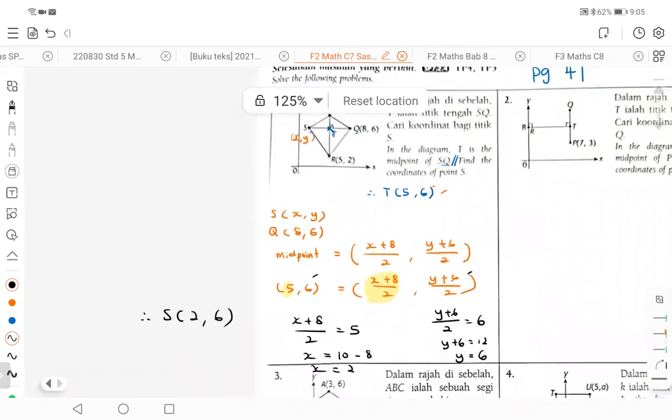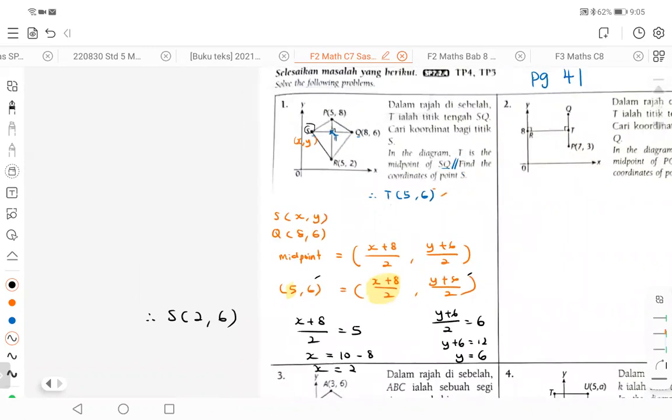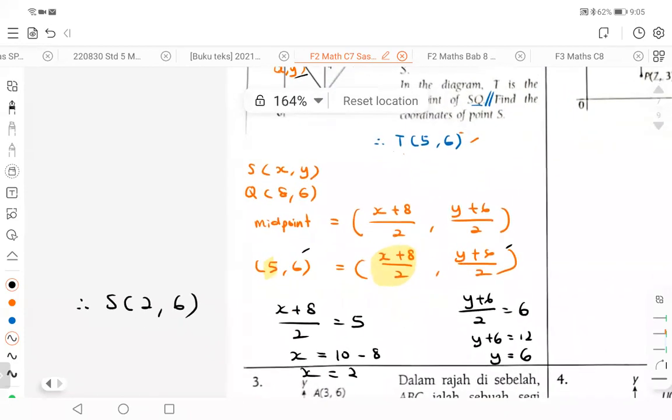Then actually it makes sense. Look at point S, same height with T and Q. That's why the y coordinate is 6, definitely 6. You copy first. Let me know when you have finished copying number 1.